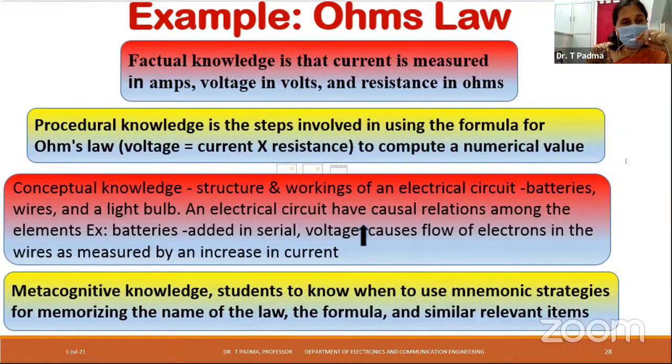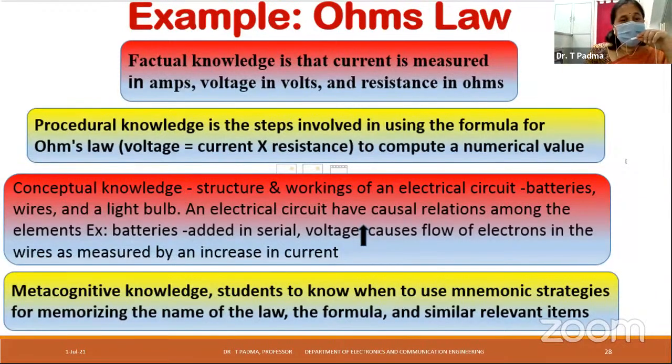Coming to the procedural knowledge, these are the steps which are involved. By using these formulas, they can compute some numerical values. Voltage is equal to current into resistance. We can apply it differently to calculate the voltage, or to calculate the current, or to calculate the resistance. Depending upon the procedural knowledge of a person, we can even give a number of numerical values and ask them to solve. So those are the procedural. They know how to solve and how to apply, and the correct formula has to be applied to come to the solutions.